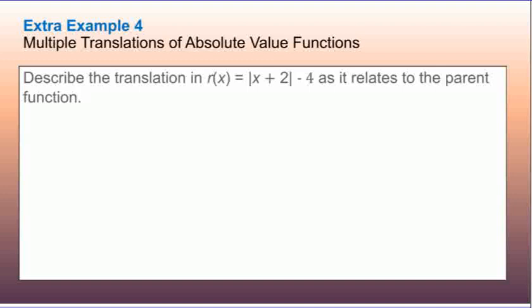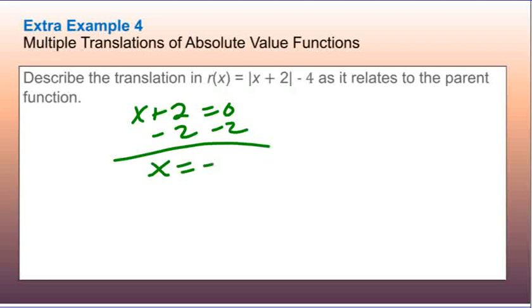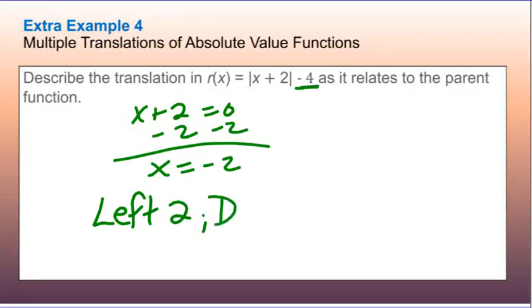Next, describe the translation of r of x equaling the absolute value of x plus 2, and then I subtract 4 at the end. So again, x plus 2 equaling 0, I subtract 2, x equaling negative 2, so that means I go left 2, and then this minus 4 means I go down 4.